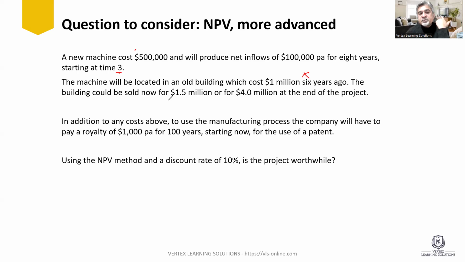The building could be sold now for 1.5 million or for 4 million at the end of the project. So this is my opportunity cost as of today. This will be considered as cash outflow. Because if I sell the building, I could have got 1.5 million. If I'm not selling the building, I'm using the building, I'm losing 1.5 million cash. So I will consider it as my cash outflow. This is my cash outflow. This is my cash inflow.